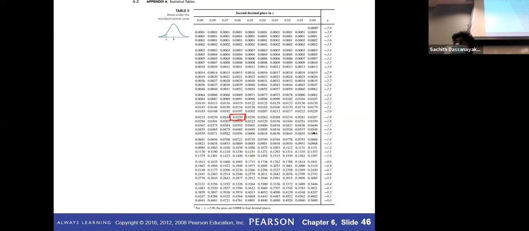0.025. Clear? So what is the C value? First horizontal value, then vertical value. This one, column value. So here this value is negative 1.9. So negative, just forget about negative for a second. Now 1.9 plus this column value is 0.0606, which means 1.96.